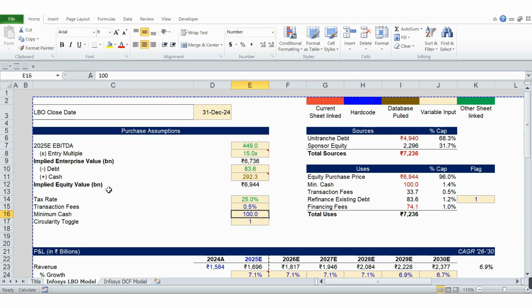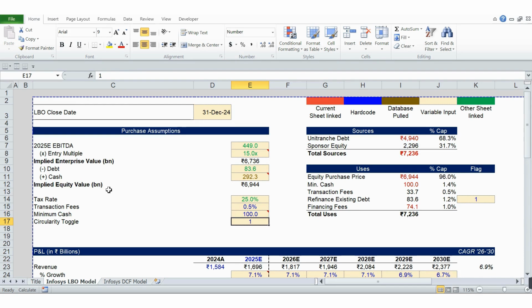Then we have the minimum cash requirement, that is presented under the agreement of lenders or any other credit provider, who state that you are taking debt from us, but you have to maintain a cash balance of 100 million on a yearly basis.